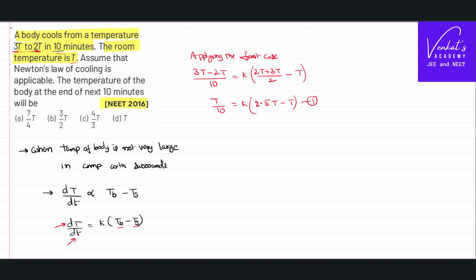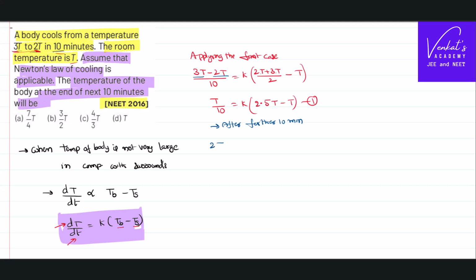Now we have case 2. Assume that Newton's law of cooling is applicable. Of course, that's what we have taken. The temperature of the body in the next 10 minutes will be what? Let's go for the next 10 minutes. After a further 10 minutes, it has already cooled from 3T to 2T. Now it will cool from 2T to an unknown value x in a time of 10 minutes.